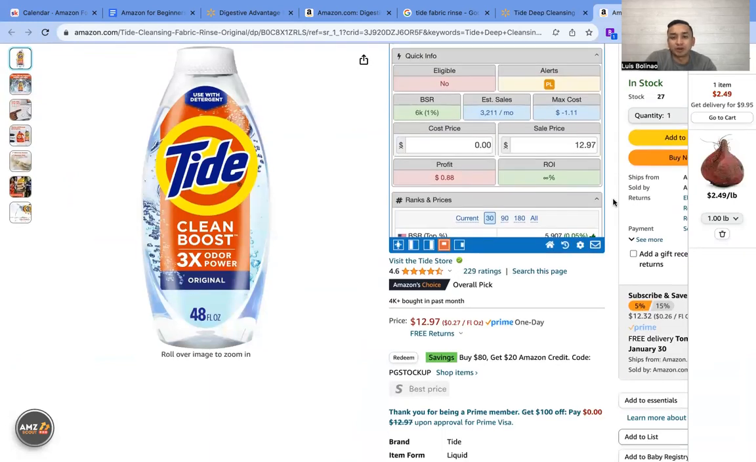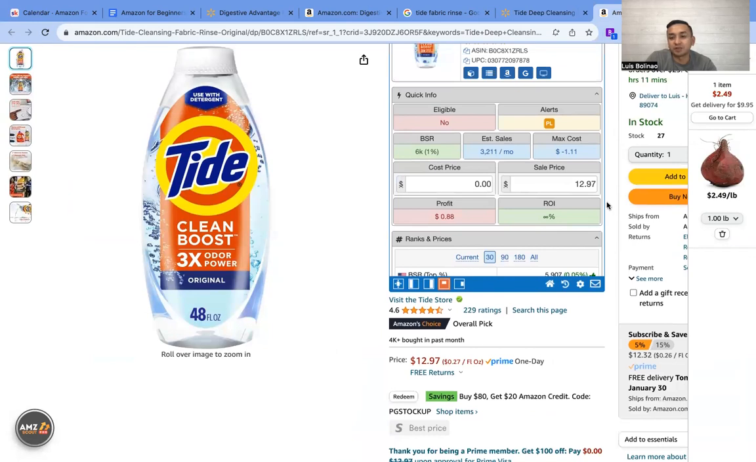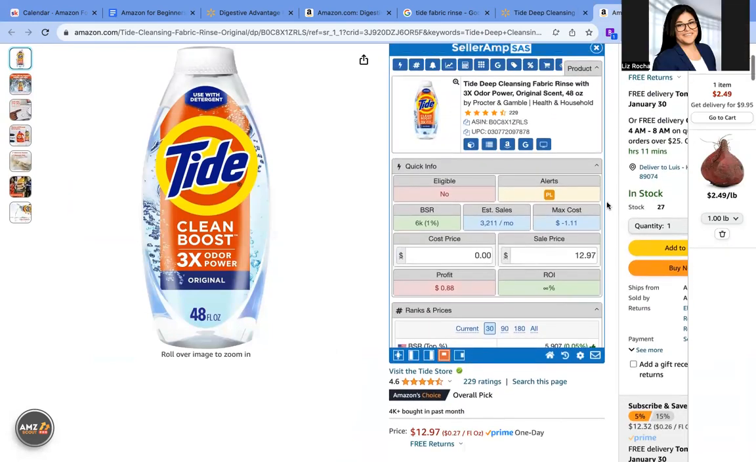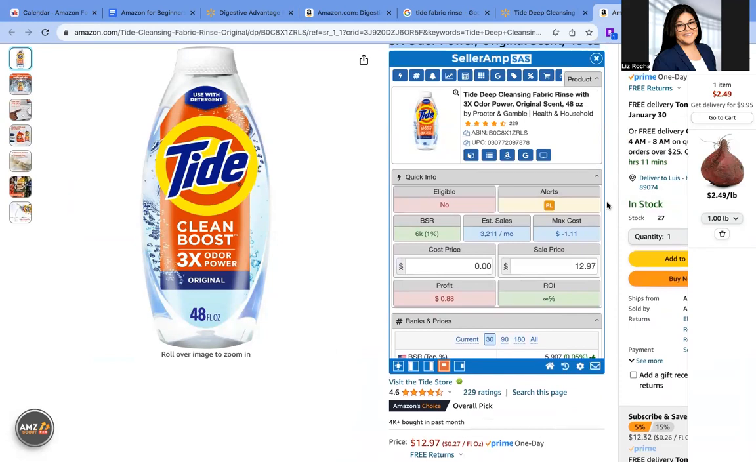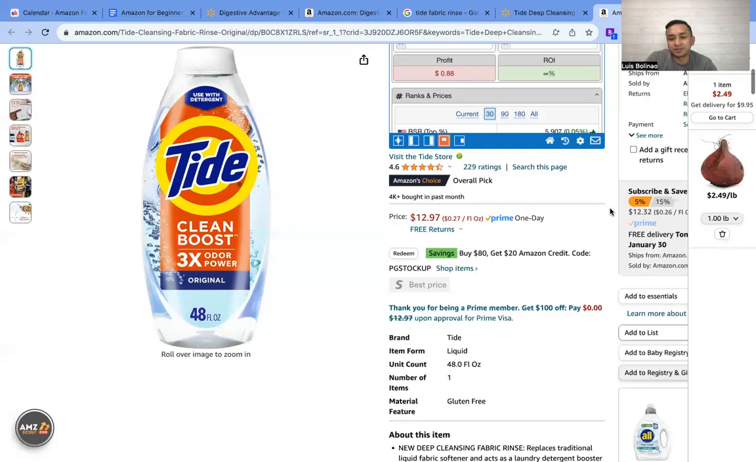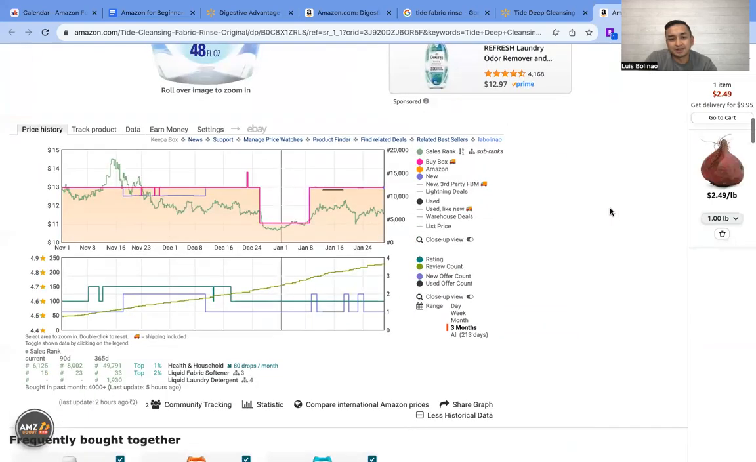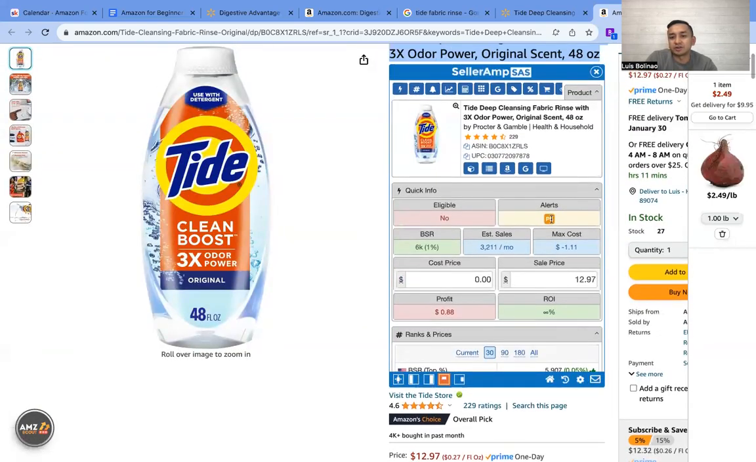So you want an example of how it looks when it's popular? Yeah. So it says eligible no, so that means it's gated, right? And then what does PL alerts mean? Oh, this one is private label, it says. But this one's not always accurate though.